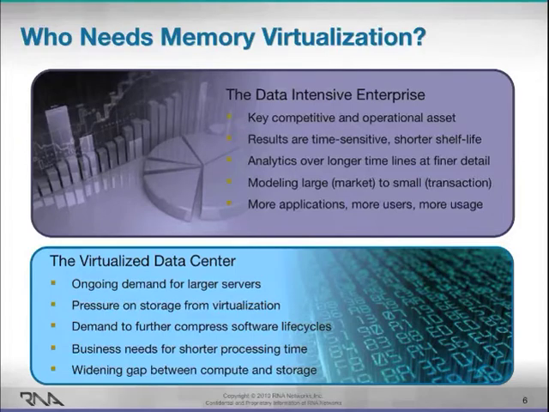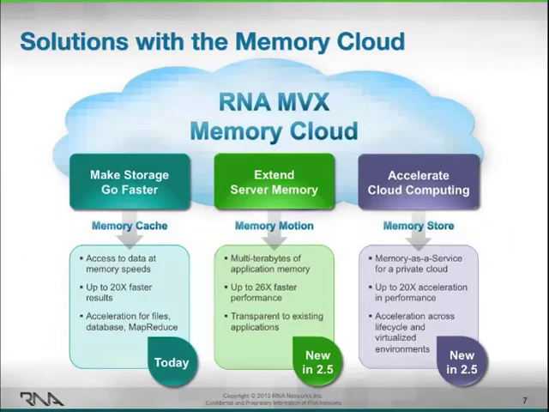So just to give you some specific ideas on how the cloud gets used, it can make storage go faster. That's what the product has done in the past. And with this memory caching, it actually allows for access to data at up to in-memory speeds. New to 2.5 is the ability to extend server memory. We talk about this as memory motion, basically the ability to move memory to the actual server rather than trying to move the application to a server that's got enough memory. And we can actually create multiple terabytes of memory in this case. And the way this works is that the memory is available as an extended high-speed swap.